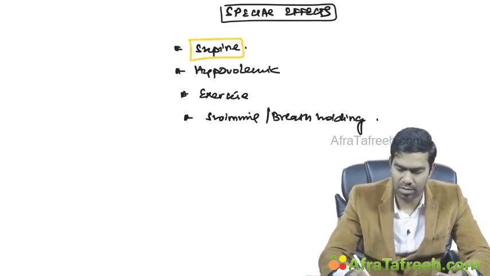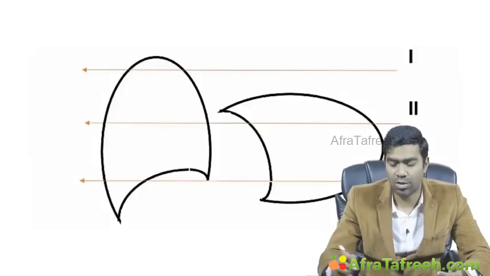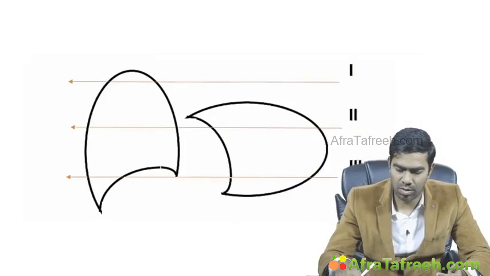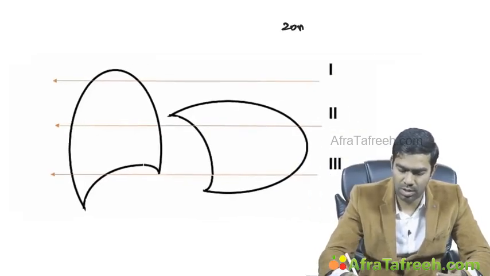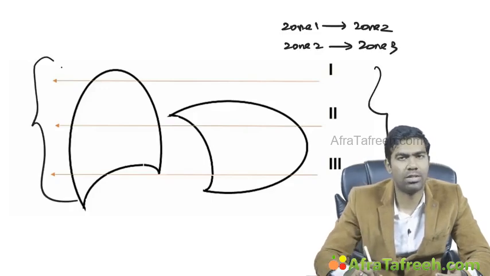So let us see the first principle. What will happen when you are in supine position? Let us see the image. There will be conversion of the areas. In supine position, you're going to convert zone 1 typically to zone 2, and the original zone 2 will be converted to zone 3, which is clearly evident in this image.